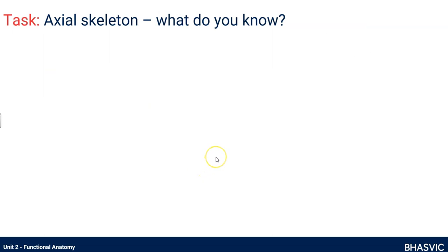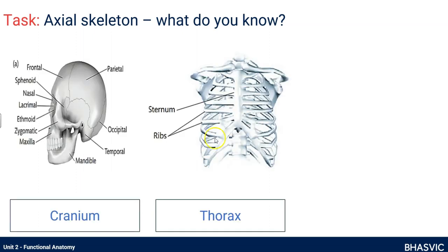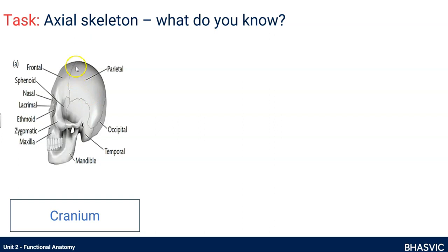Let's look individually at these, the bones of the axial skeleton then. The axial skeleton is made up of the skull. The cranium is the proper name, and you need to understand that the cranium is made up of several flat bones which are fused together with fibrous joints. Its job is to protect your brain.